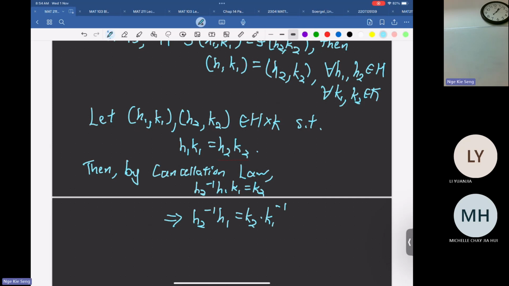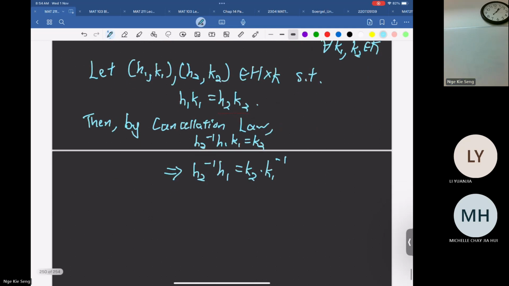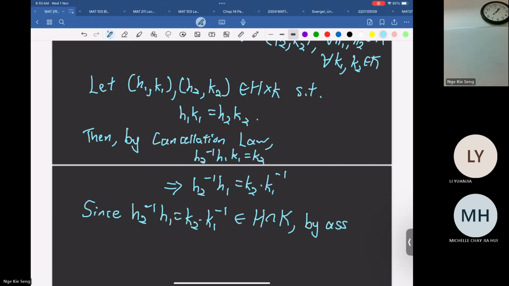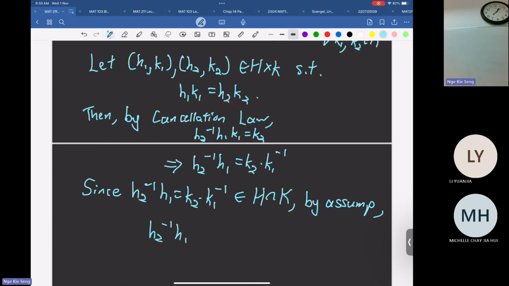And then on the left hand side, what do you have? H2 inverse h1, which is in H as well, right? Because everything here is in H. So this element is in H and in K. So this element has to equal the identity, because in our intersection we only have the identity, by assumption. Since h2 inverse h1 equals k2 k1 inverse is in H intersect K, by assumption they have to equal 1.